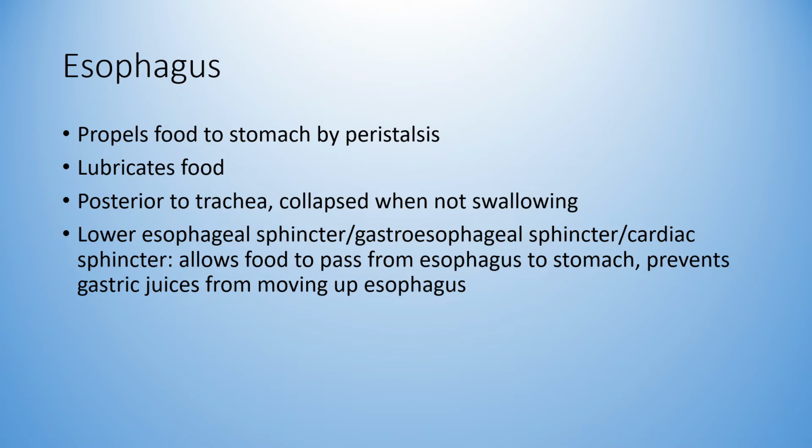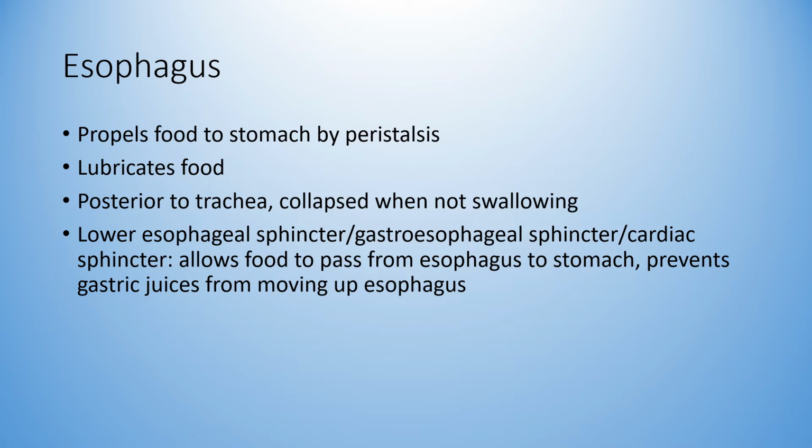Now, there is a sphincter, or a muscle. Sphincter, remember, is a circular muscle. It is smooth muscle, so there's no voluntary control of it. It goes by different names, but it's all the same muscle. Some books call it the lower esophageal sphincter. A lot of places refer to it as the gastroesophageal sphincter, and some the cardiac sphincter. When this muscle opens, it will allow food to move from the esophagus to the stomach.